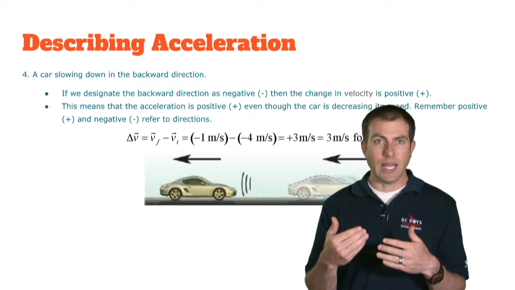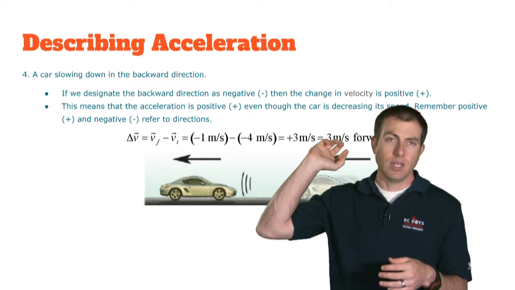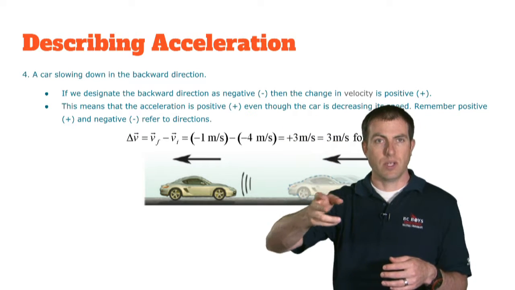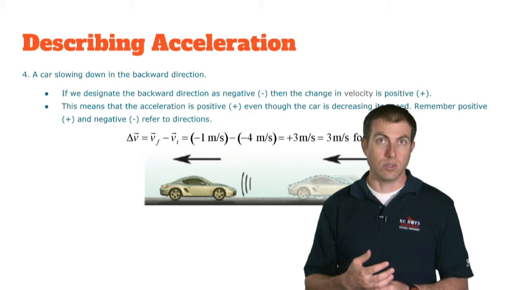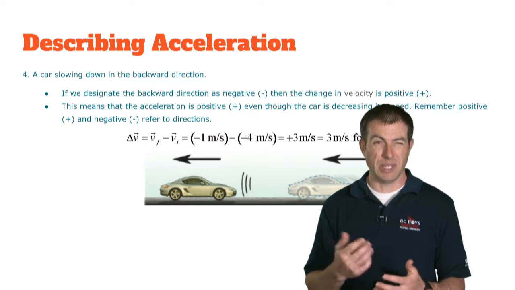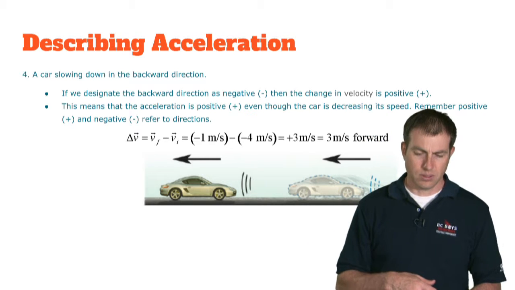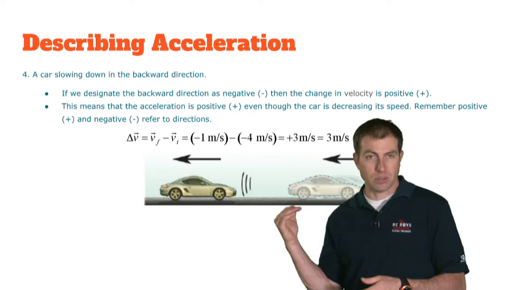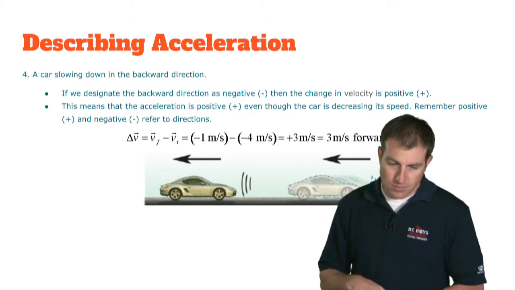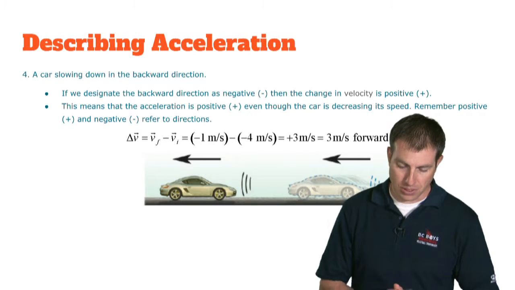When you're slowing down going backwards, technically your velocity is backwards because you're moving backwards, but your acceleration is going to be positive, because your change of velocity is going to be positive. Your final is going to be 0 and your initial would have been negative, and when you subtract a negative, you end up with a positive. So again, change of velocity is going to be positive even though you're going backwards. So when you're going backwards, slowing down, you're going to have a positive acceleration.